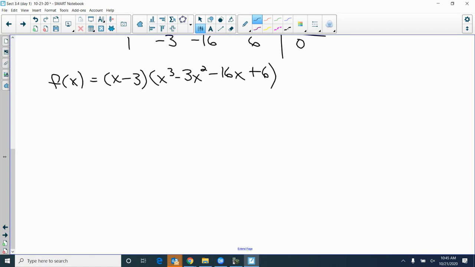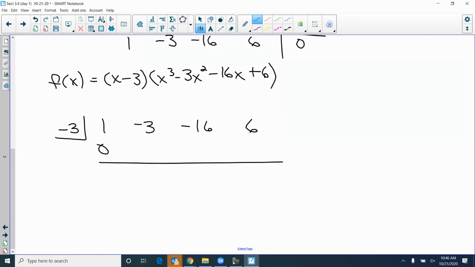Okay, so now here's what you want to do. Take negative 3 into 1, negative 3, negative 16, and 6. Okay, go ahead and do the synthetic division. You can't go back to the original problem because we need to keep knocking down the degree until we get it to the 2nd degree. And if you keep going back to the original one, we'll never do that. So 1 times negative 3 is negative 3. Add together, get negative 6. 18. 2 times negative 3 is negative 6.